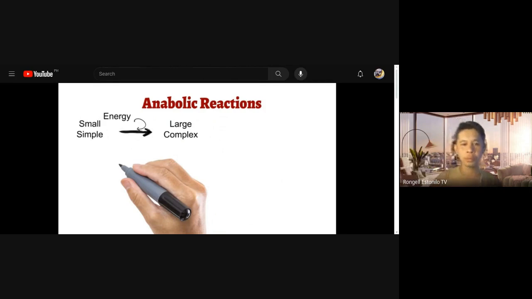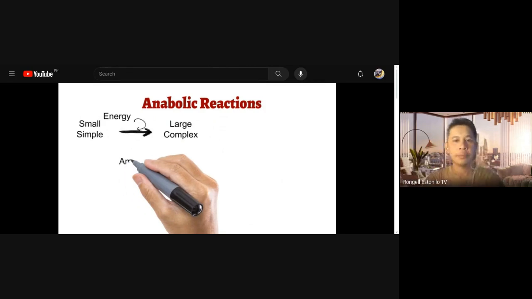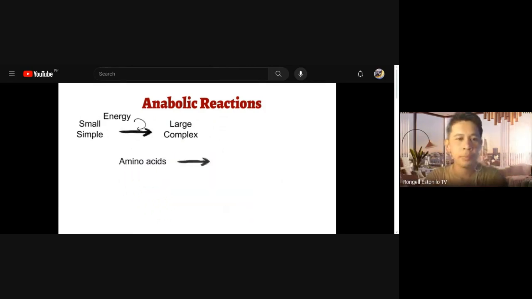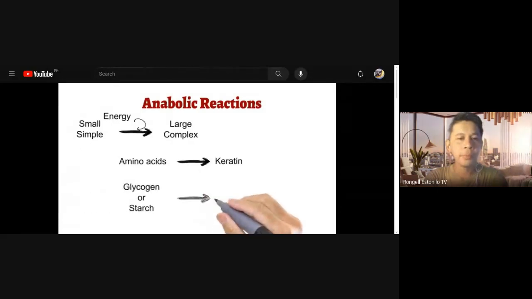For example, the conversion of amino acids to keratin protein, which is present in the hair and nail. Another example is the synthesis of glycogen or starch from glucose molecules. So this was all about the basic concept of metabolism.